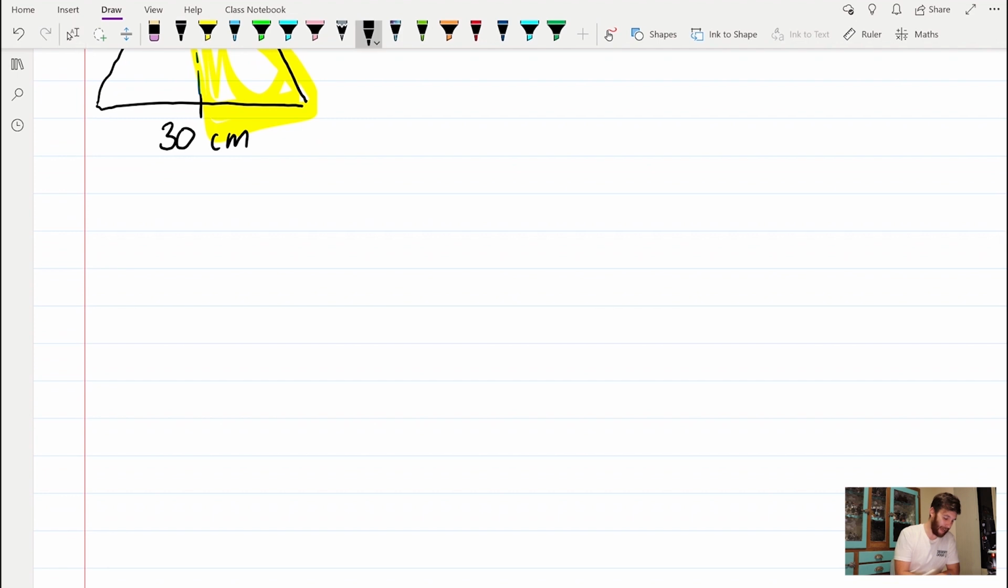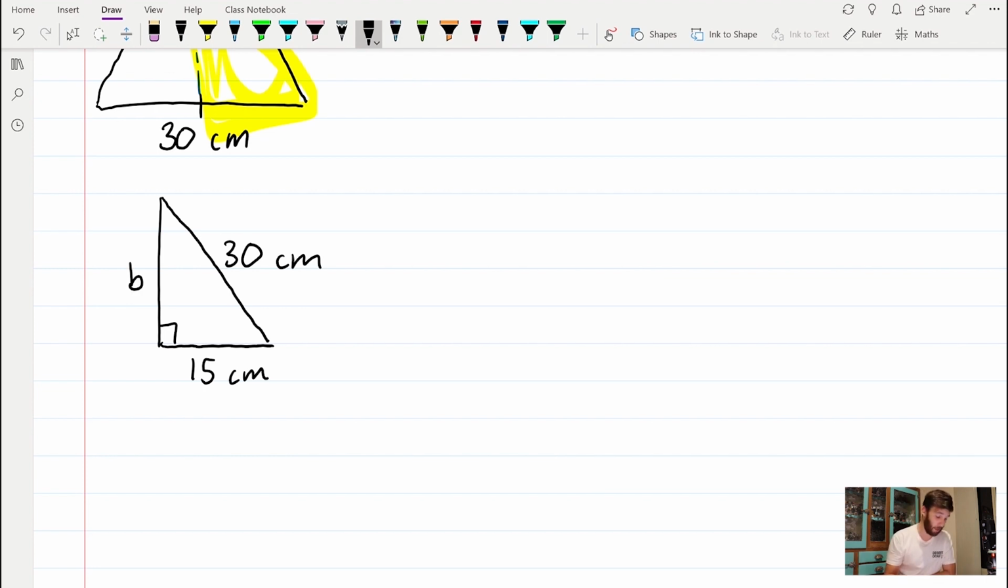That's going to give me a right angled triangle with a hypotenuse of 30 centimeters, a base length of 15 centimeters because it's half of 30 along the bottom. Because I've partitioned it into 2, the length along the bottom is halved, and then my upright length, which I don't know yet, I'm just going to call B.